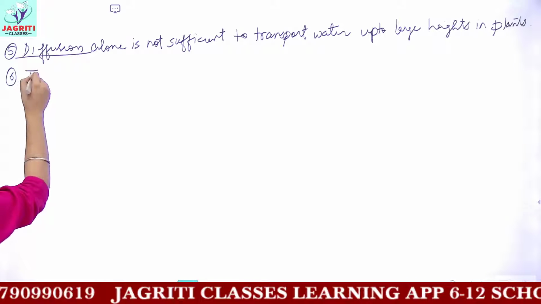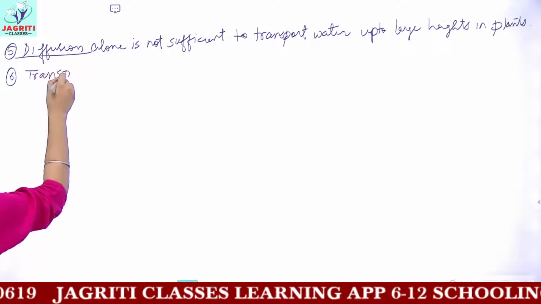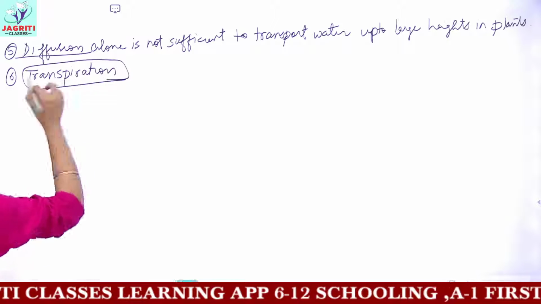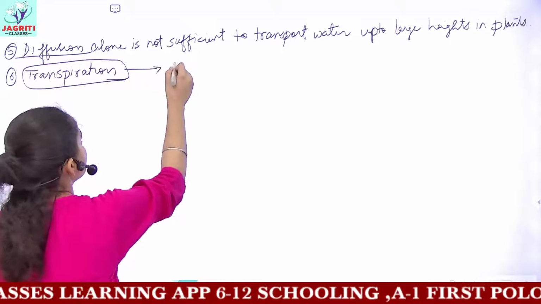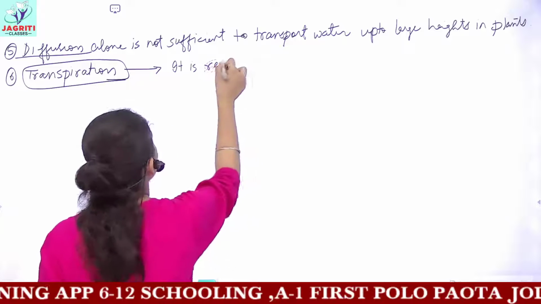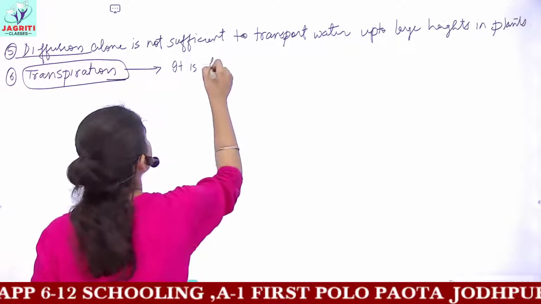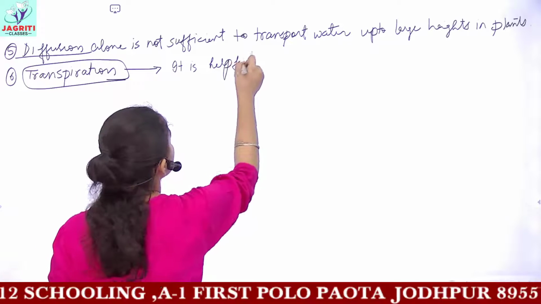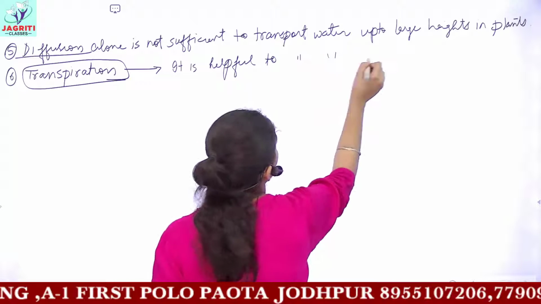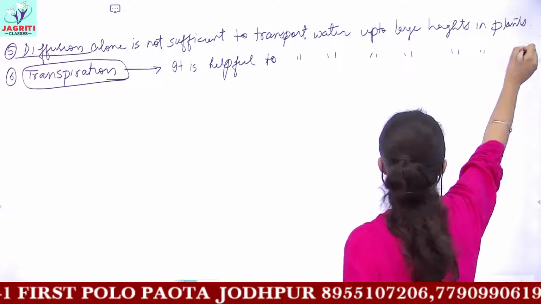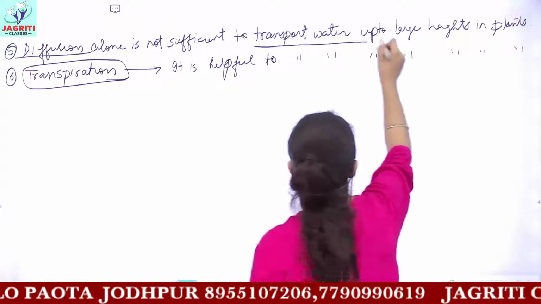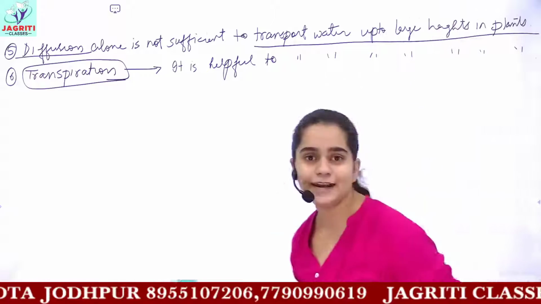Then next we have a new term here, transpiration. Okay, this transpiration process, it is responsible, or you can write it is helpful. Now this transpiration is helpful to transport water up to large heights in plants. Everything is the same, okay, after 2. That is to transport water up to large heights in plants.